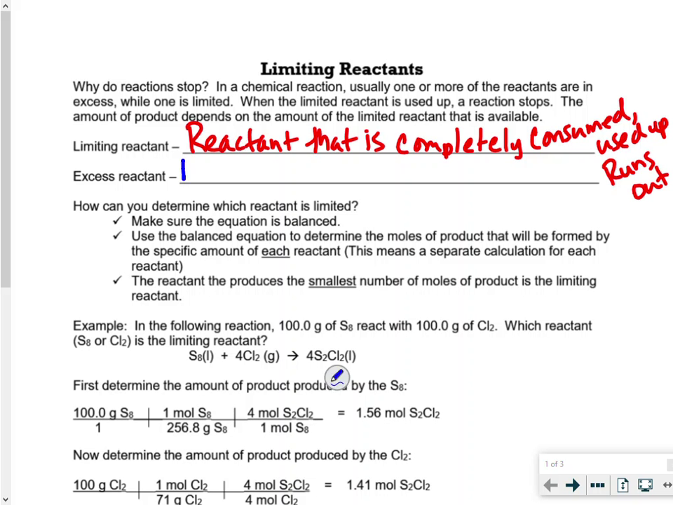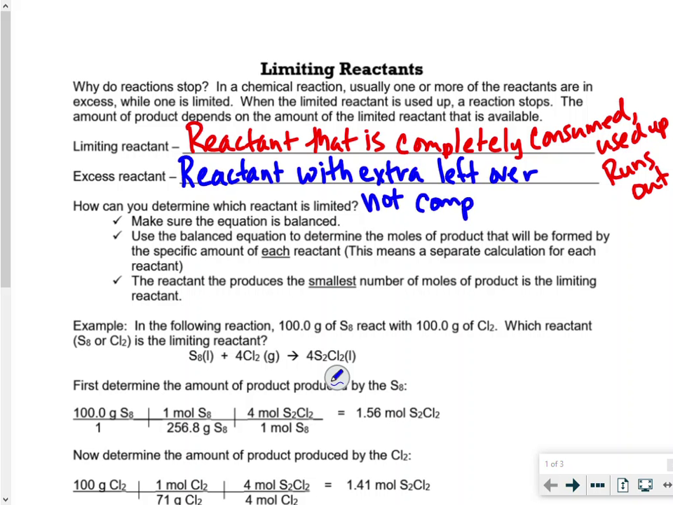So the reactant with extra left over, not completely consumed. Those are very good ways of phrasing the definitions of those things. Now on your sheet here, it gives you some notes and examples to follow, but I'm going to go ahead and go straight to number 1 and we'll work it together. And this will help you work number 18 on the other sheet if you haven't already.